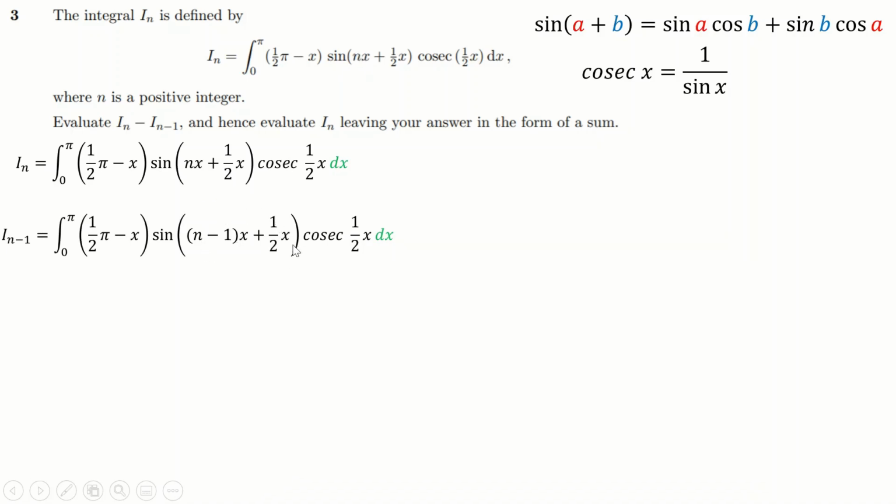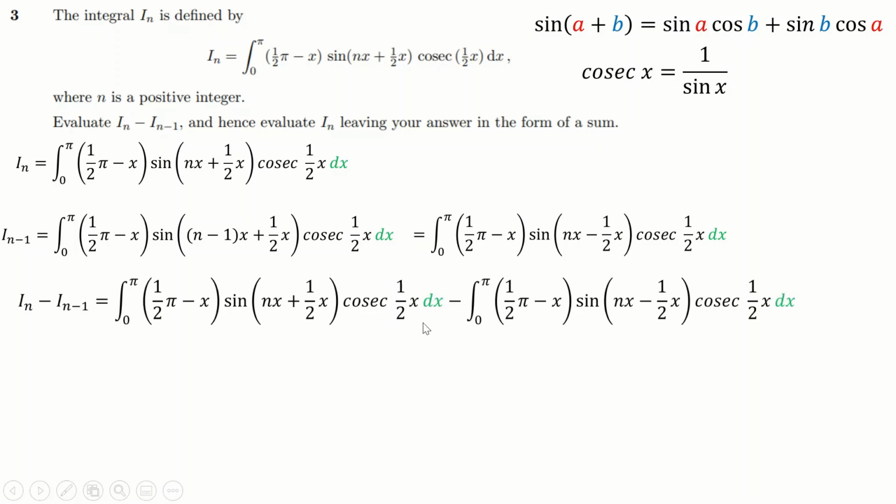Now, when you expand this out, nx minus x plus a half x is nx minus half x. So that's good. Now, it's asking us to evaluate I_n minus I_(n-1). So let's do I_n, which is this, take away I_(n-1), which is that. I haven't done anything new here. I've just taken that thing, and I'm taking away that thing.